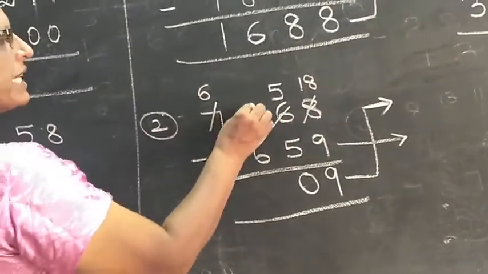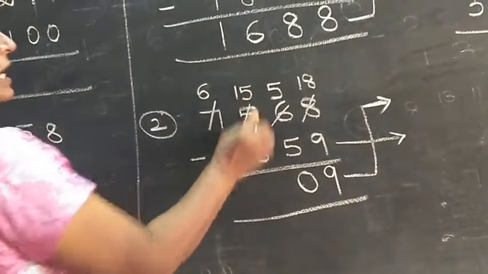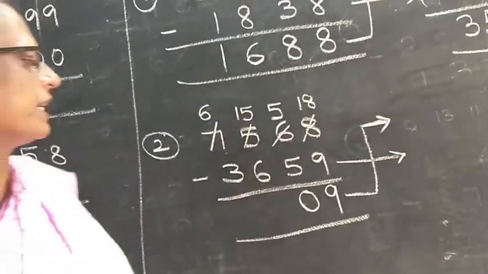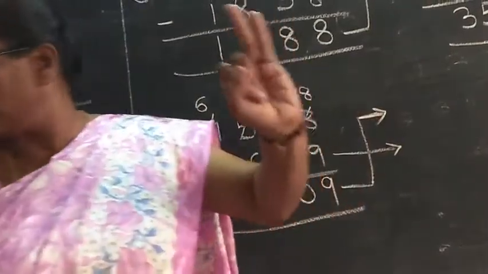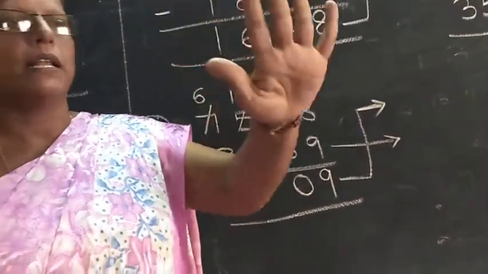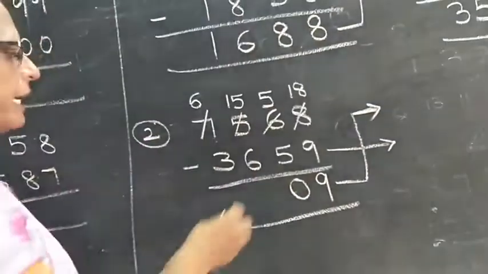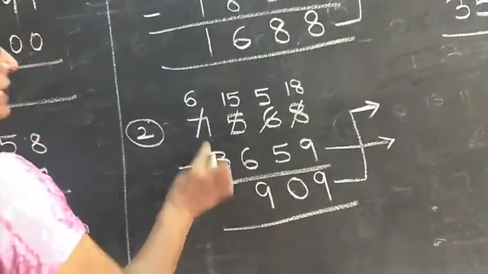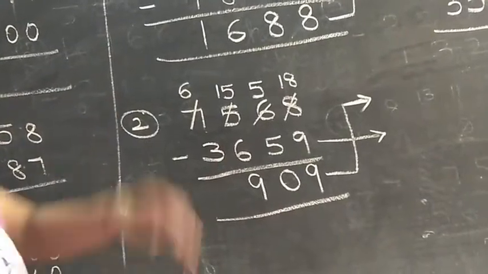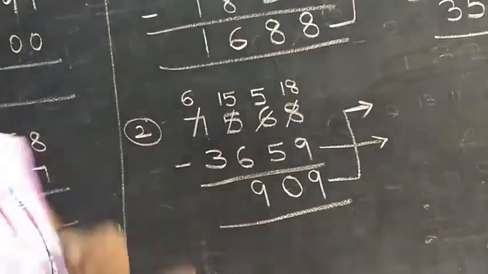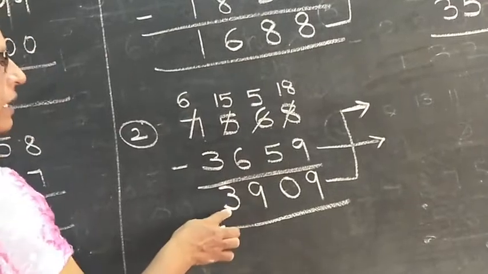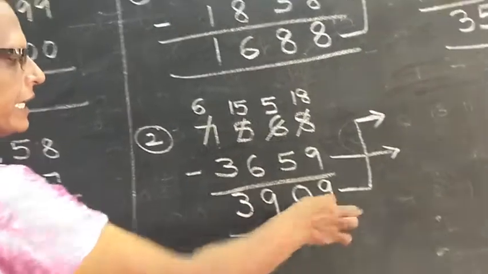7 will become 6 and this 5 will become 15. After 6 you count up to 15 children. After 6: 7, 8, 9, 10, 11, 12, 13, 14, 15. So 9 again. So after 3 you count up to 6 children. After 3: 4, 5, 6, 3. So what's the answer? 3,909.